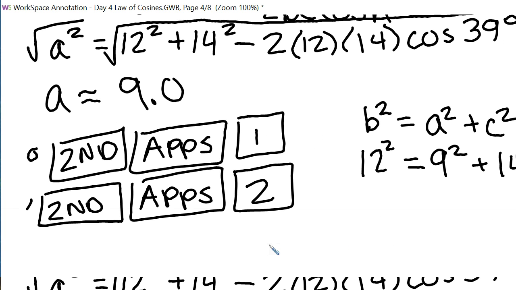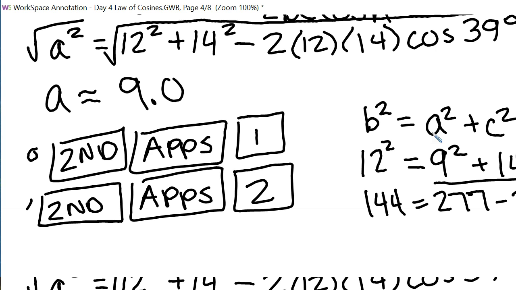We will have to use the rounded value here. We have to, no way around it. We try to avoid it, but we can't avoid it here. Okay, so 12 squared is 144. And on the calculator, 9 squared plus 14 squared is 277. And multiply these three: negative 2 times 9 times 14 is negative 252, times cosine of angle B.